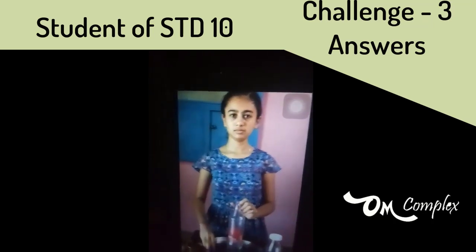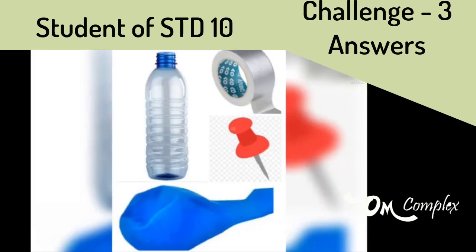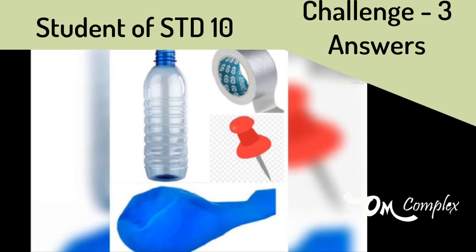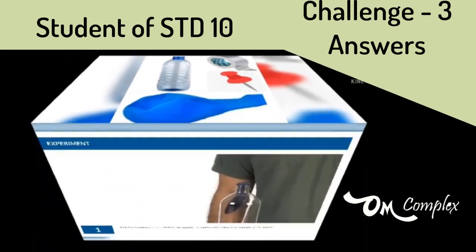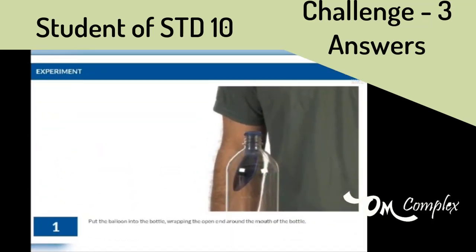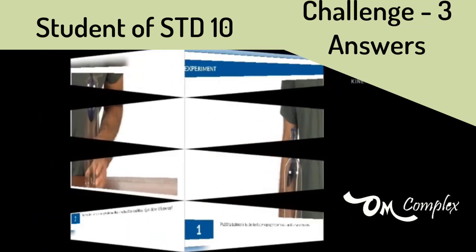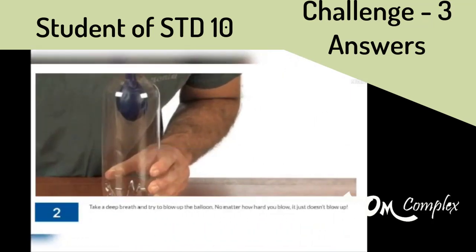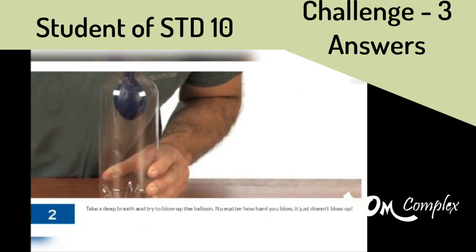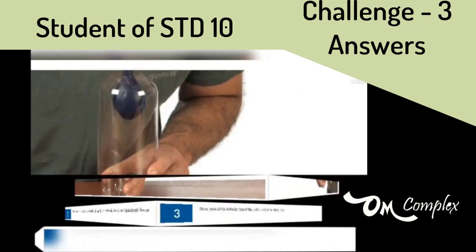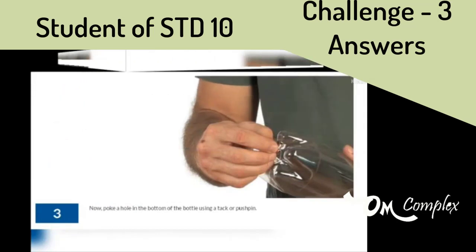Thank you. For this bottle balloon experiment, we need a plastic bottle, a glass of water, a balloon, a thumb pin, and a duct tape. Step 1. Put the balloon in the bottle, wrapping the open end around the mouth of the bottle. Take a deep breath and try to blow up the balloon. No matter how hard you blow, it doesn't blow up.